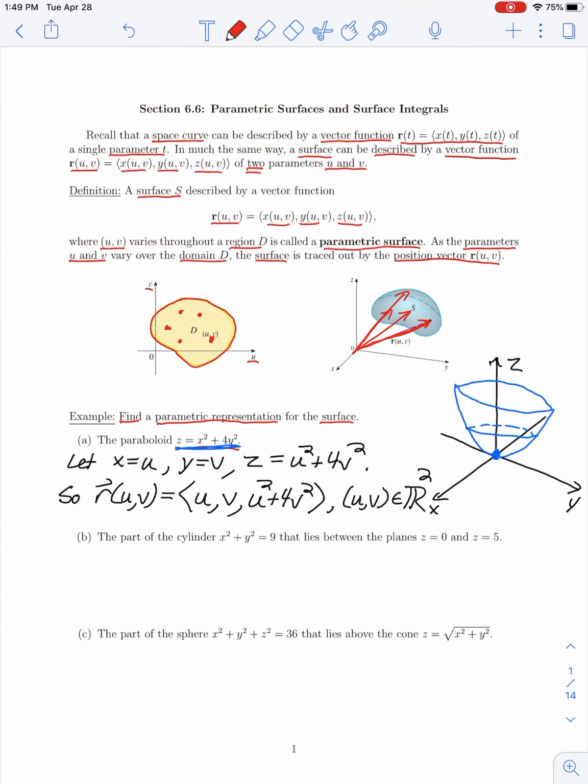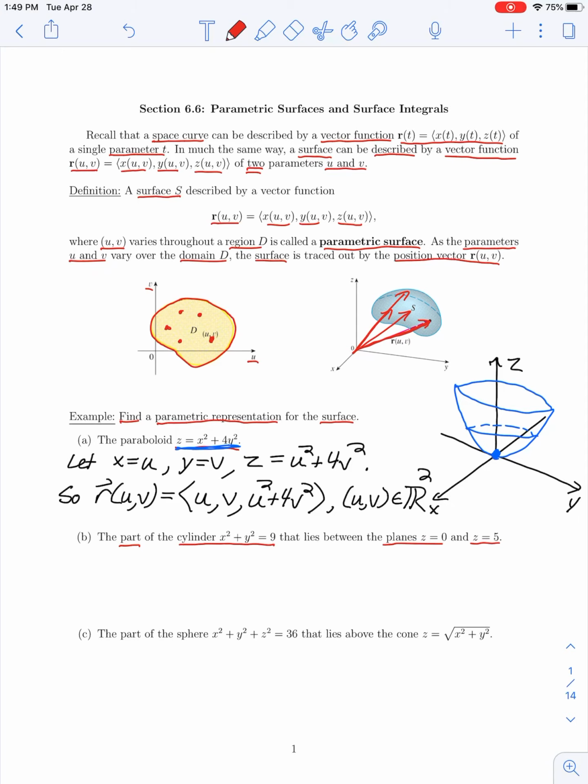So in our second example, we are asked to find a parameterization for the part of the cylinder x squared plus y squared equals 9. So that is a circular cylinder of radius 3 extending along the z-axis, which lies between the planes z equals 0 and z equals 5.